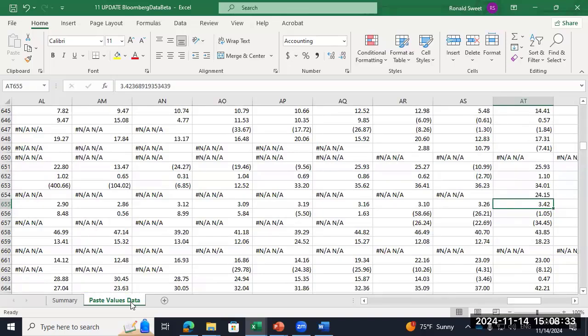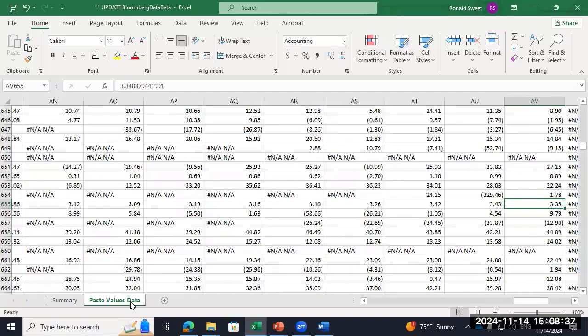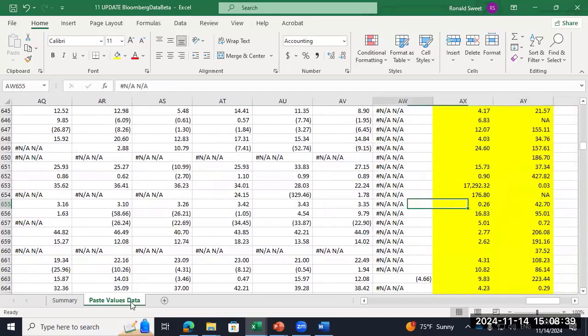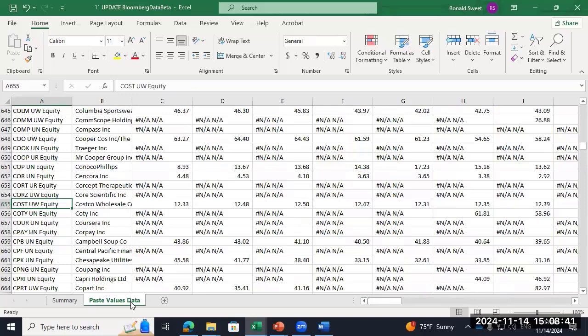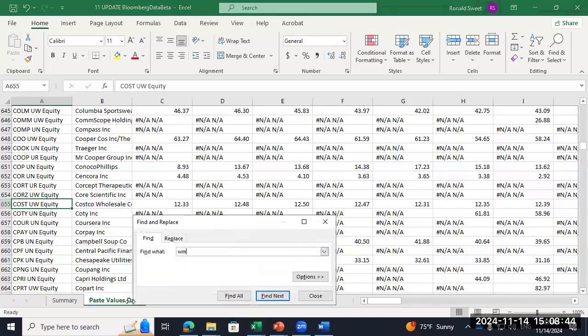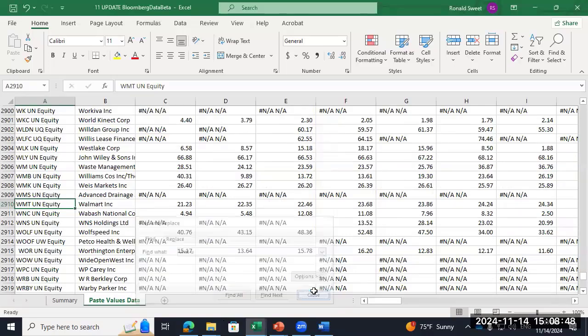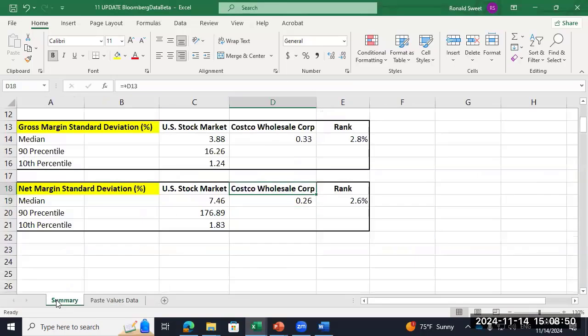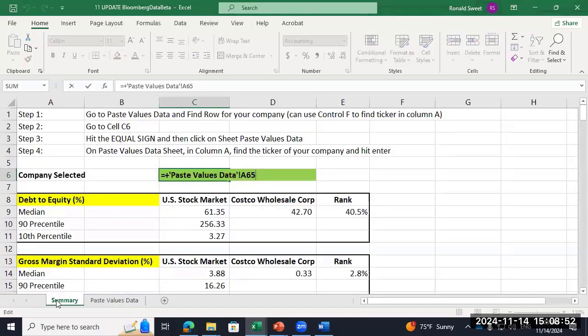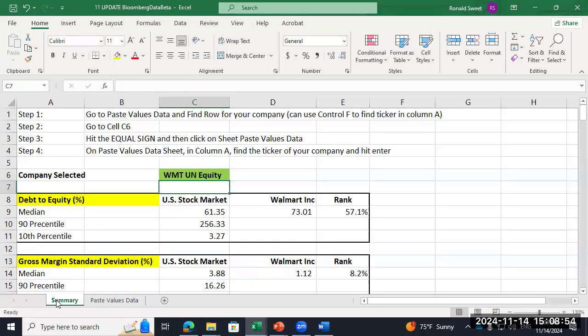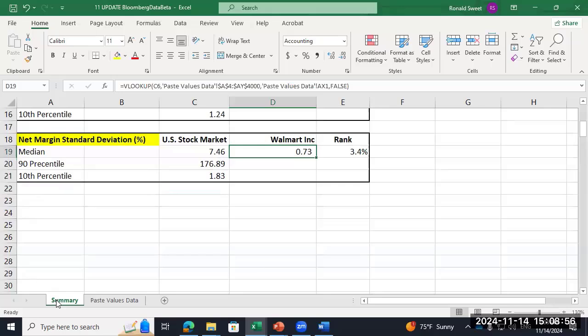Anyone want to forecast Costco's margin for the next 5 years? Any guess? Thinking 3 might be it. So, a pretty easy firm to forecast. Walmart's not radically different than that. Not as stable, but definitely very, very stable. Costco was 0.26% standard deviation. Walmart is 0.73, about 1/10 of what the market is.